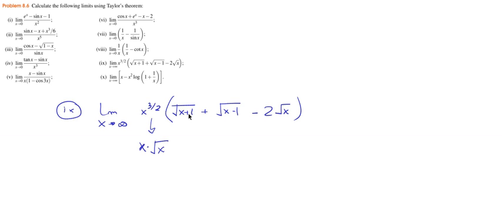So you can actually multiply the square root of x with all of these terms, right? So this is the limit when x goes to infinity of x, and then you have the square root of x plus 1 times x, so you have x squared plus x, plus x squared minus x, and you have minus 2x.